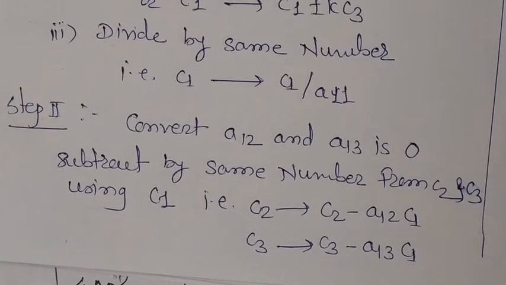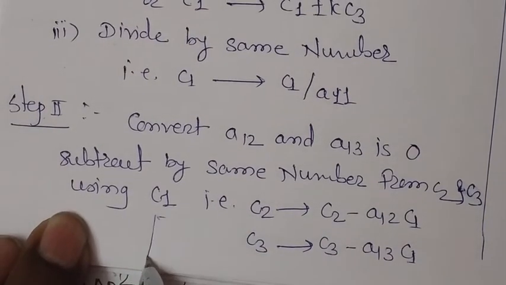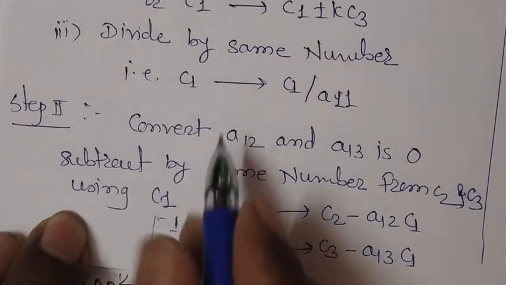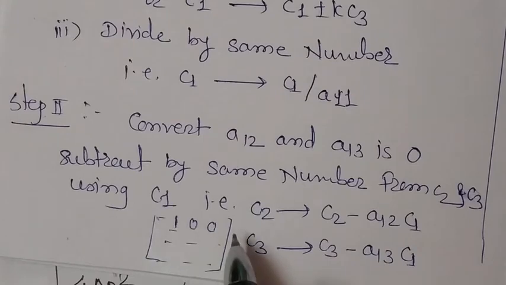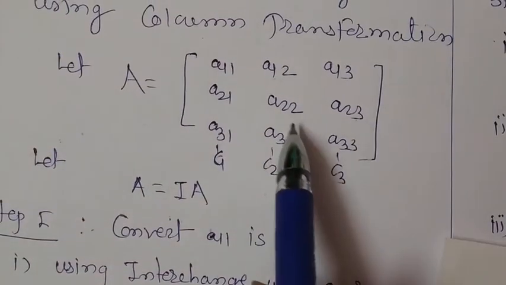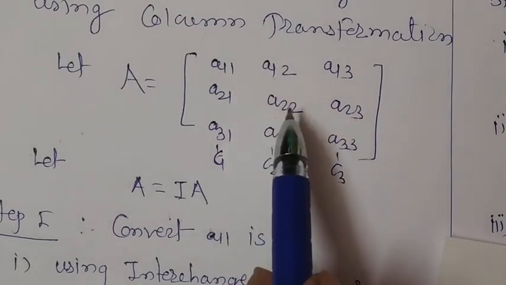Using this step 2, you get our first row as 1 0 0, whatever the other numbers may be. You have to do steps 1 and 2, so that the first row becomes 1 0 0. Now step 3 begins. In step 3 you must make A22 equal to 1, using only C3.